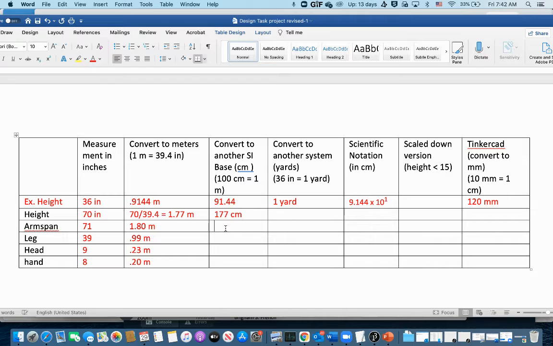Move this one over 2. This will become 180 centimeters right here. Move this over 2. That will just be 99 centimeters. Be 23 centimeters. And 20 centimeters here. That one's pretty straightforward because we're just moving each of these decimals over 2, right? So 0.99, 1, 2, that becomes 99. 0.23, 1, 2, 23 centimeters.